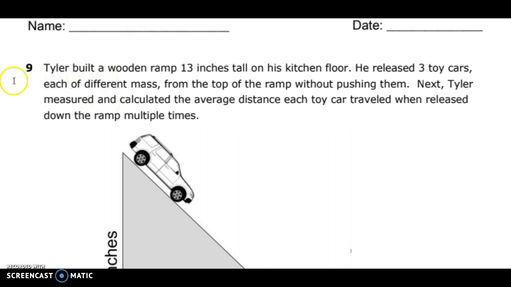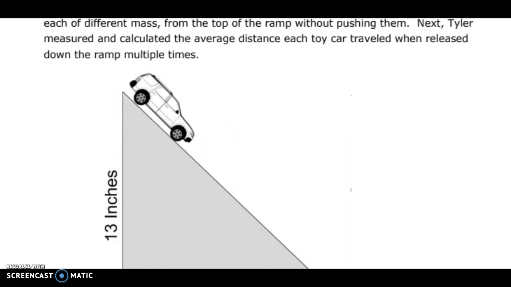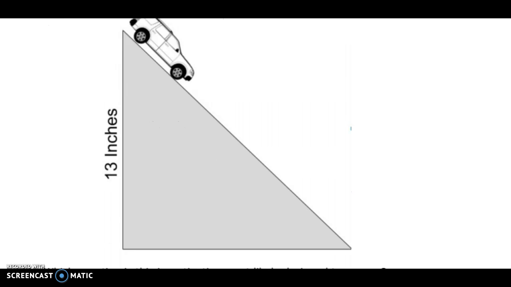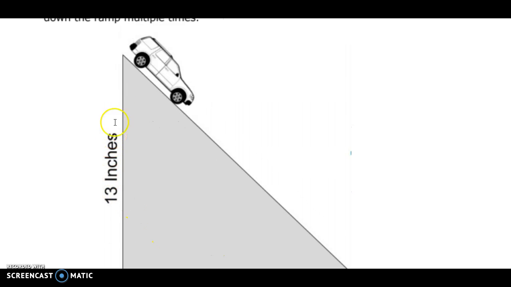Number 9. Tyler built a wooden ramp 13 inches tall on his kitchen floor. He released 3 toy cars, each of different mass, from the top of the ramp without pushing them. Next, Tyler measured and calculated the average distance each toy car traveled when released down the ramp multiple times. 13 inches.